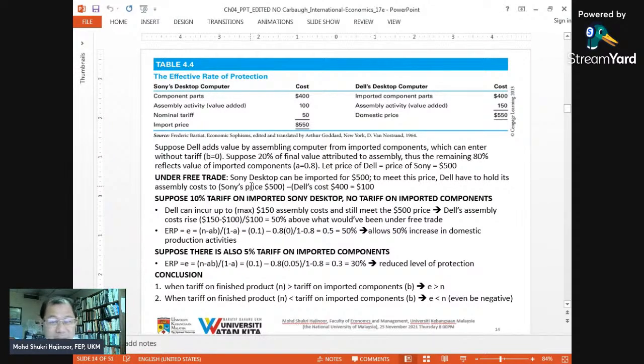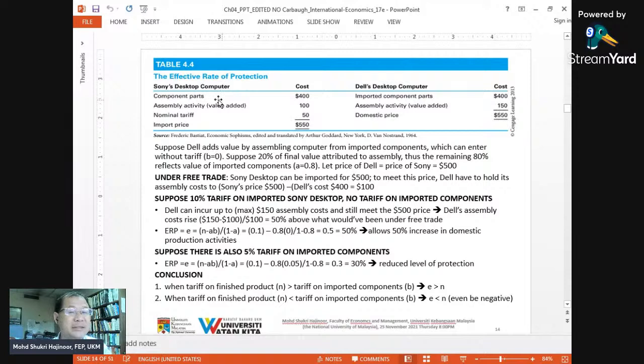By the logic of the market, $500 Sony, $501 Dell, I will buy from Sony. So that's why under free trade, the Dell components cost 400, and Dell's assembly cost cannot be greater than 100 in order to keep the price at $500, the same as Sony's. Now suppose there's no free trade: a 10% tariff on imported Sony desktops. Any Sony that comes into the United States faces a 10% import duty, whereas there is no tariff on imported components, only on the final product. So Dell can now go up to a max of 150 only.